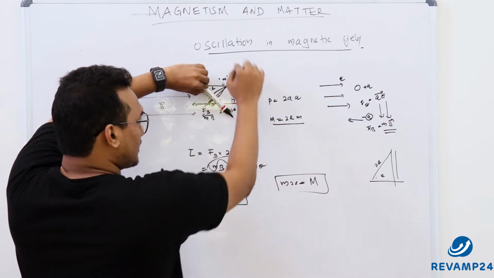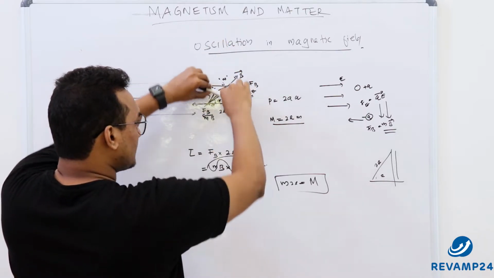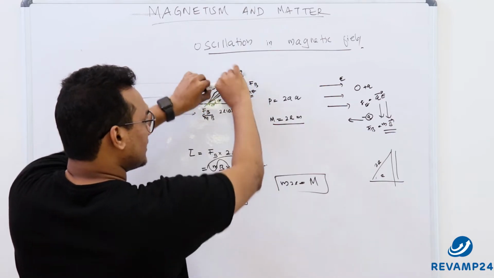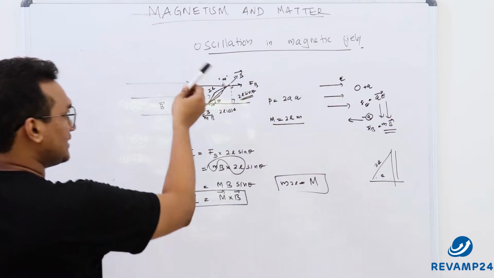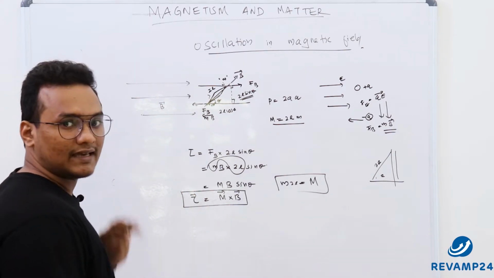Now it will get a torque in this direction. It will go here. Then it will get a torque in this direction, come here. It will get a torque in this direction. So this is an oscillation here. Now we will see whether it is SHM, simple harmonic motion, or not. But as of now it is an oscillation.